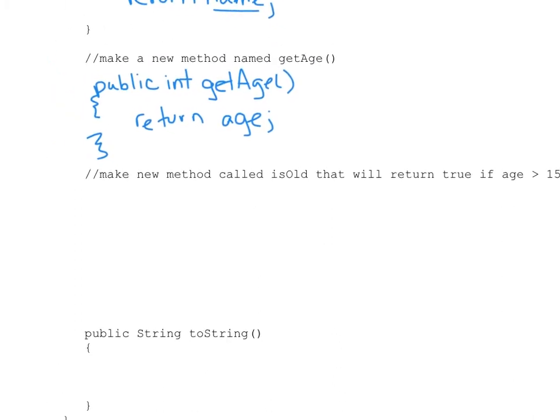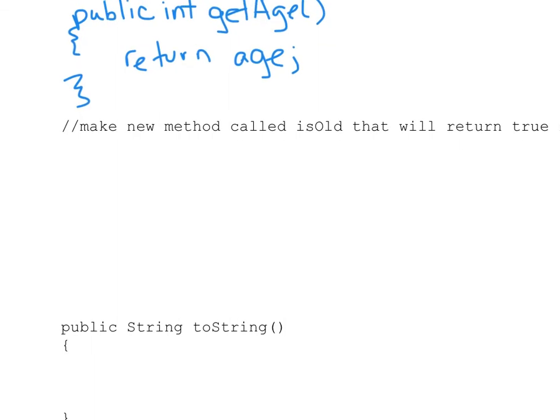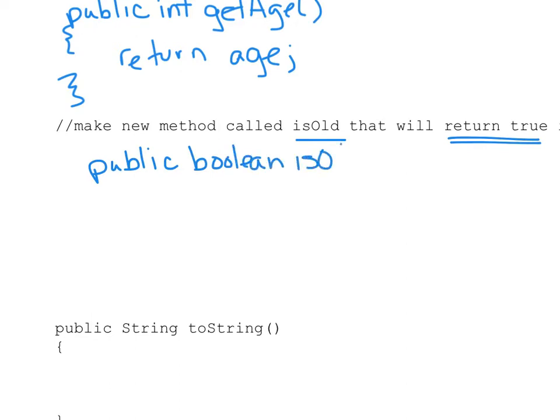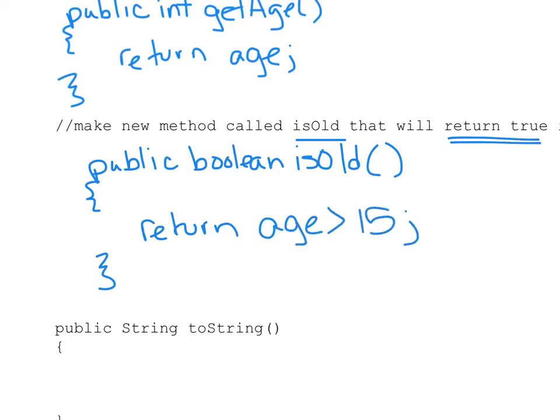Make a new method called isOld that will return true if the age is greater than 15. Okay, sorry. So we're creating a new method called isOld that will return true. Methods are public in our world. It returns true, so it's going to return a Boolean. Then it's called isOld, and there's no parameters because it didn't say it takes anything. So then all we have to do is return true if the age is greater than 15. You could create an if statement, or you could just return the Boolean statement age is greater than 15. If this is true, it will be true. If it's false, it will return false.